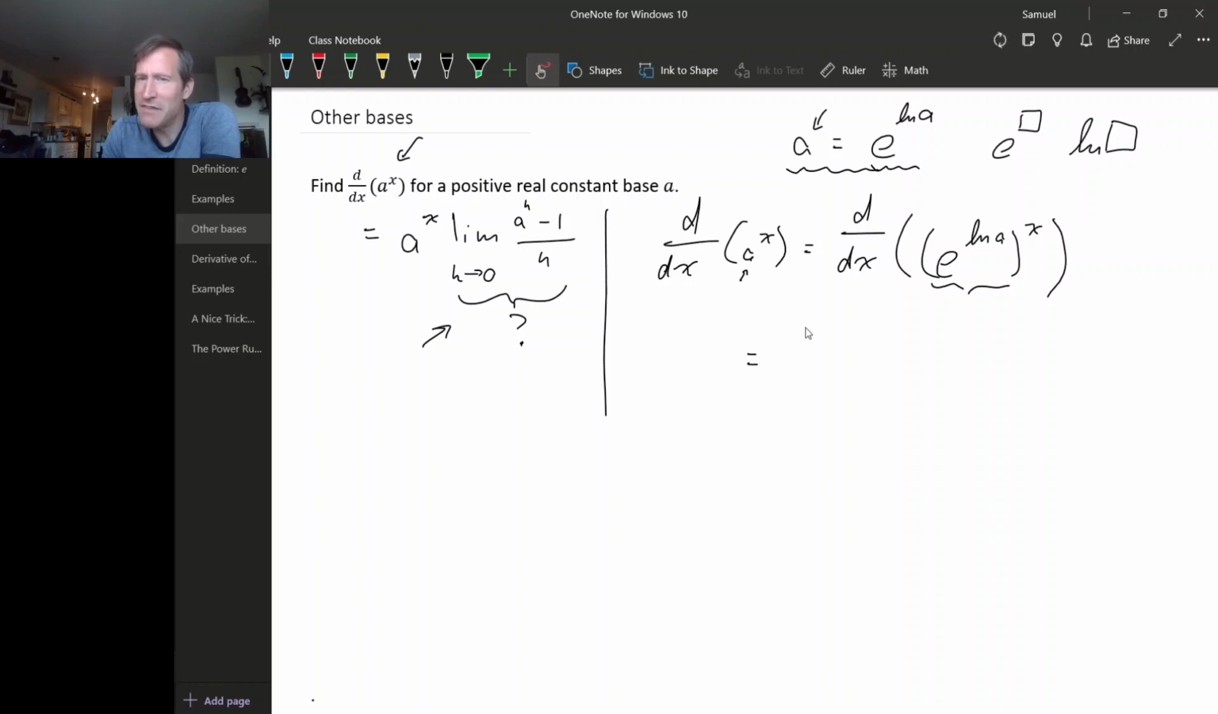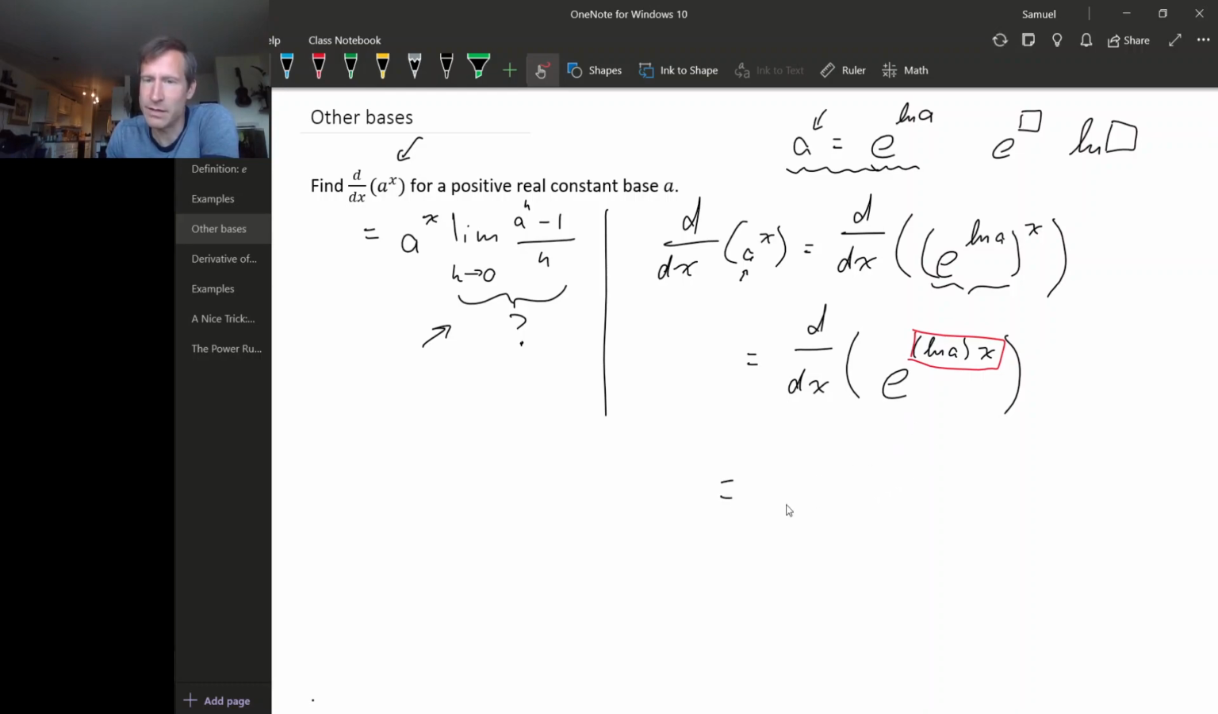But now we have some flexibility for how we can write things. So e to the natural log a times x, we can use the laws of exponents. This is e to the (natural log a) times x. And now we can take the derivative of this using the chain rule because we have an exponential base e with something inside of it.